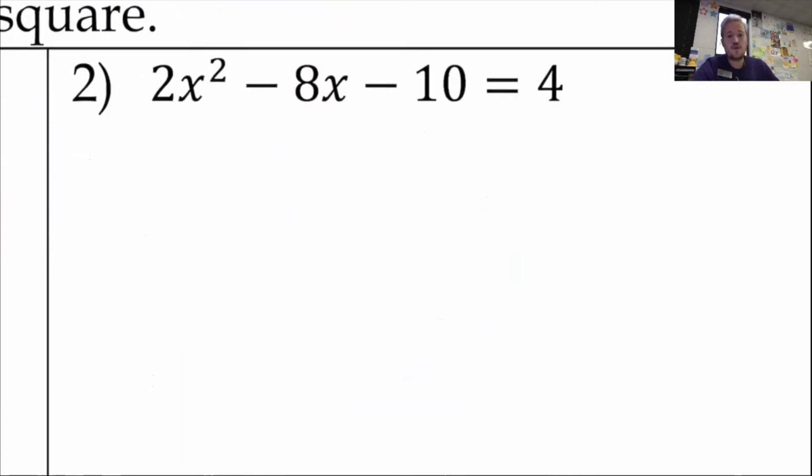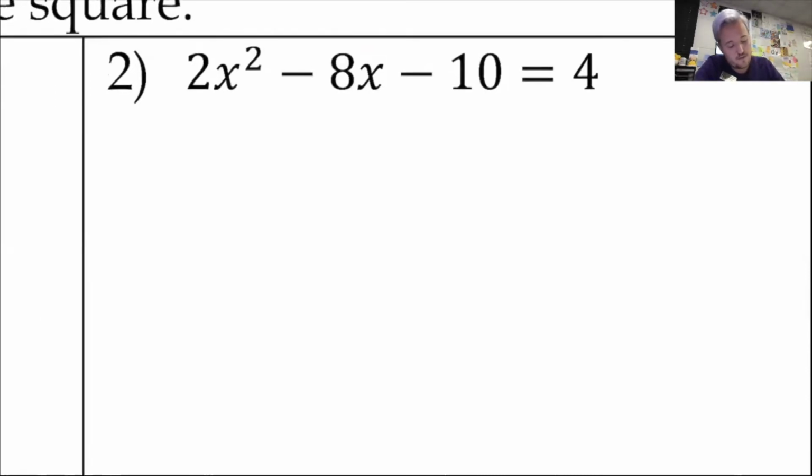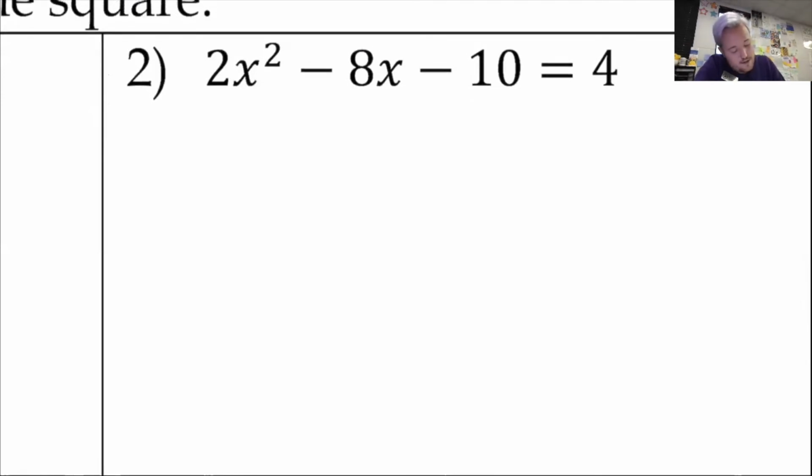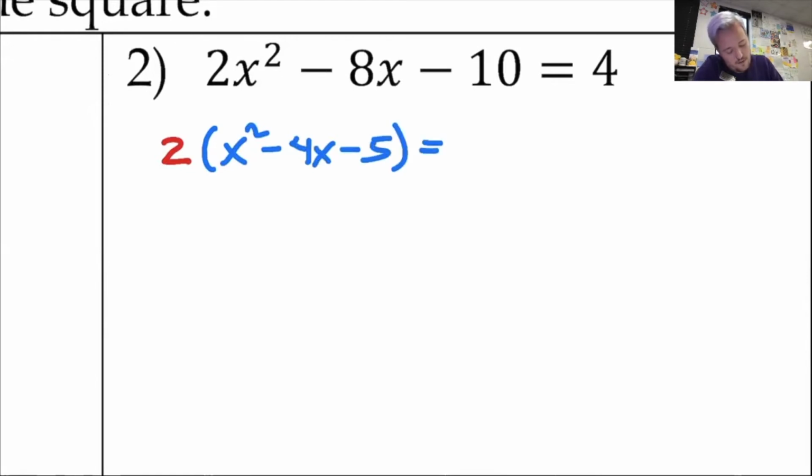All right, so if you notice, we have 2x squared minus 8x minus 10 equals 4. So first off, your a value is not even 1. Second off, your equation is not even in standard form. So there's kind of a lot happening. So what I'm going to do is I want to get rid of that a value first. So I want to factor out that 2.